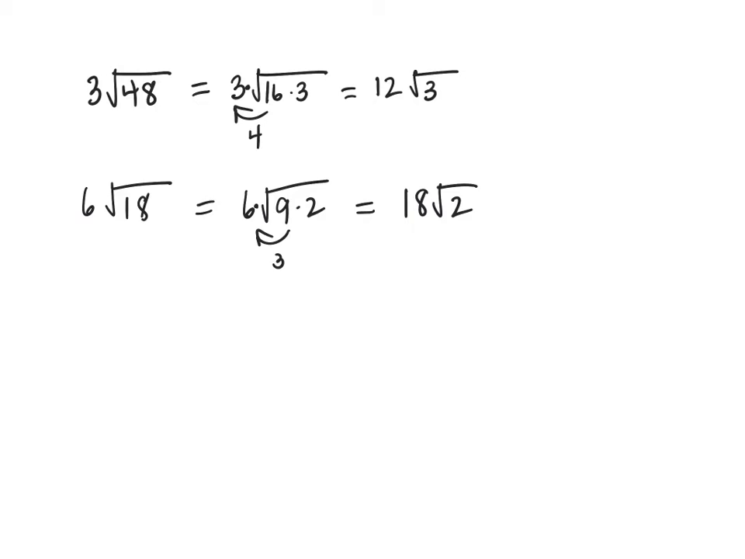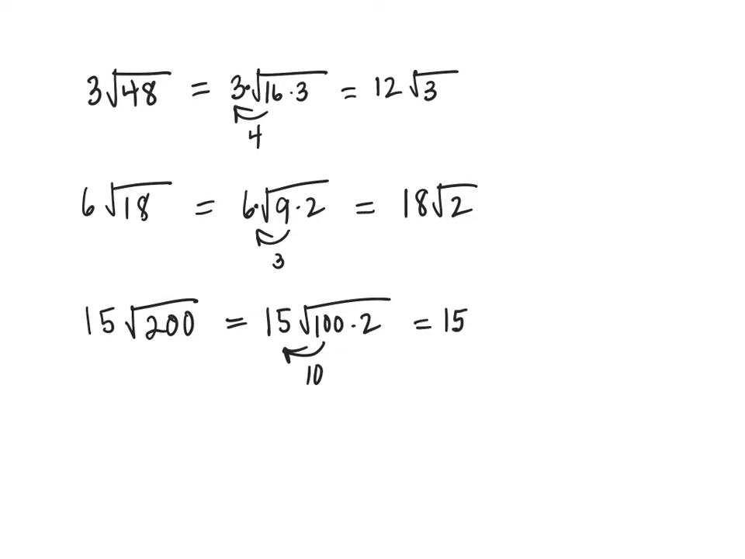Last example. 15 radical 200. 200. The largest perfect square in 200 is 100. 100 times 2. The square root of 100 is 10. 10 times 15 is 150. 150 radical 2.